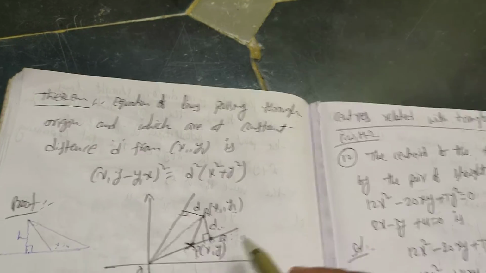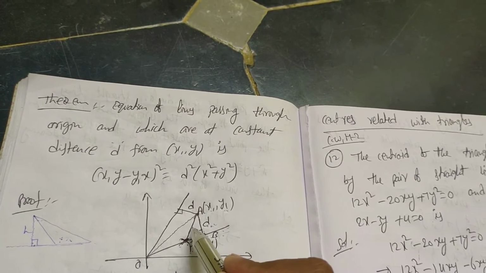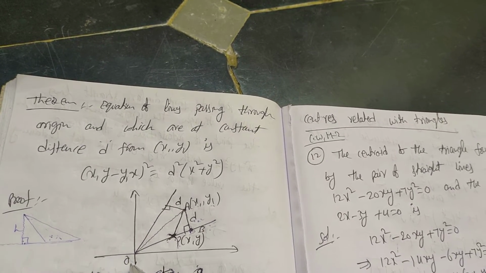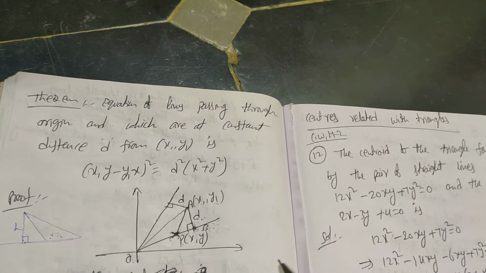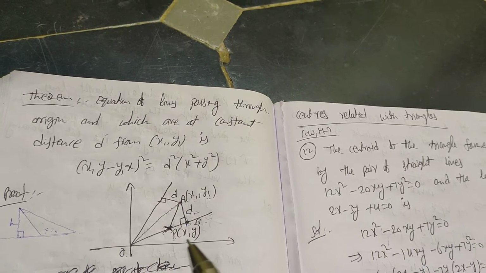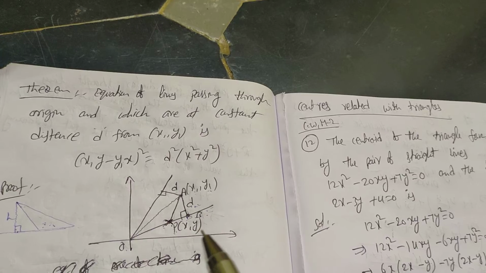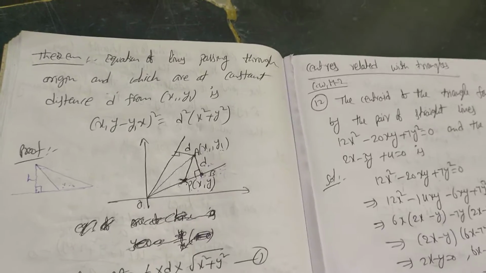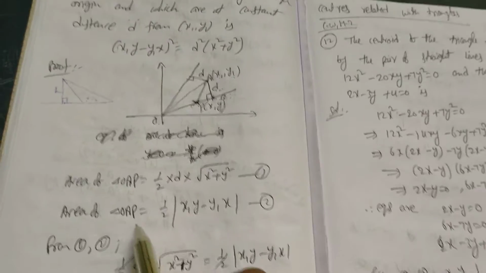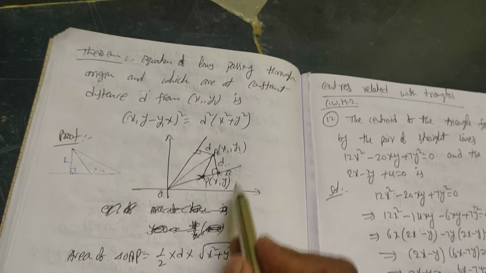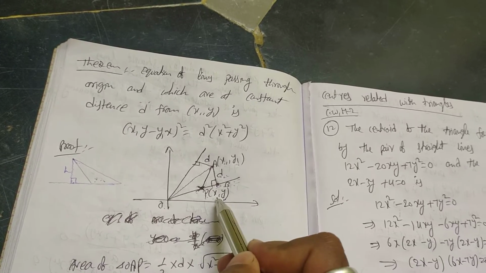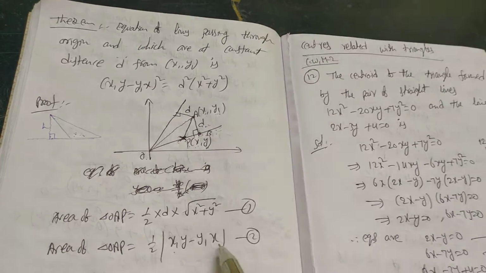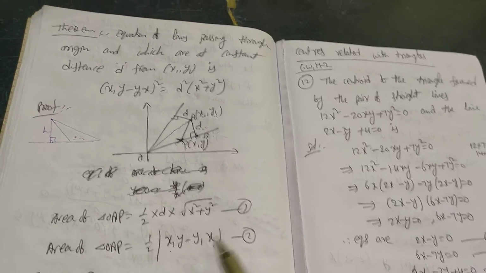And what is the area of this triangle? If two points are (x1, y1), (x2, y2) and the third point is the origin, then the area of the triangle is half into modulus of (x1y2 - x2y1). In place of (x2, y2) we have (x, y). So the area of triangle OAP is half into (x1y - xy1), that means x1y - y1x. So this is the area of triangle OAP.